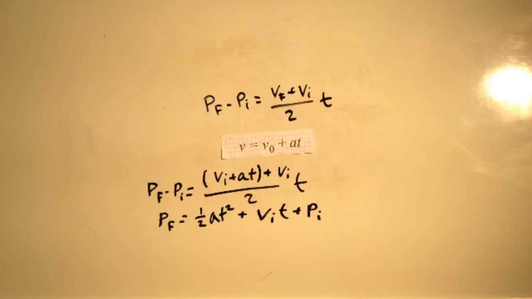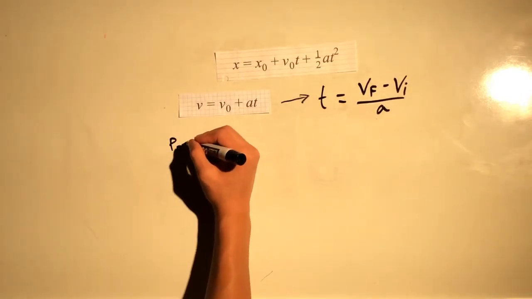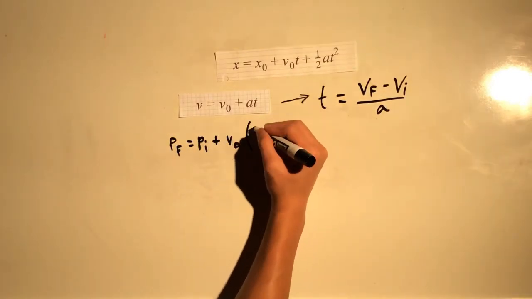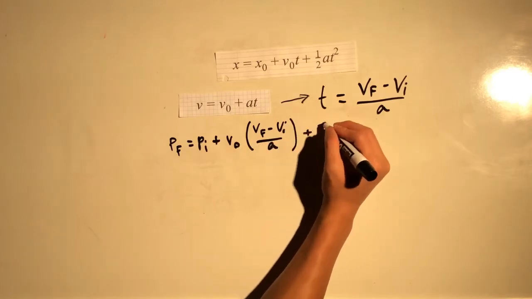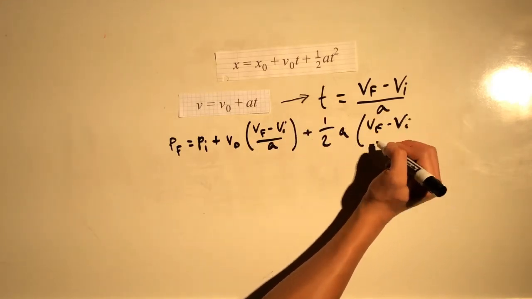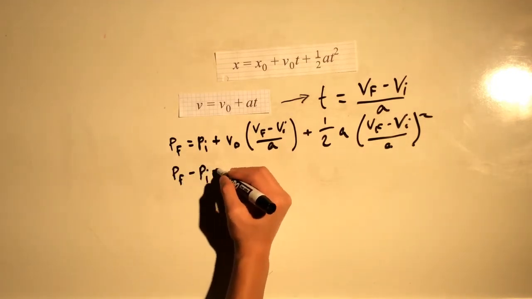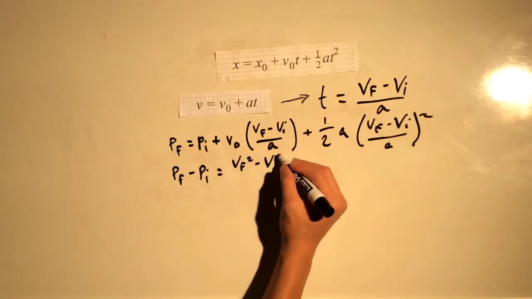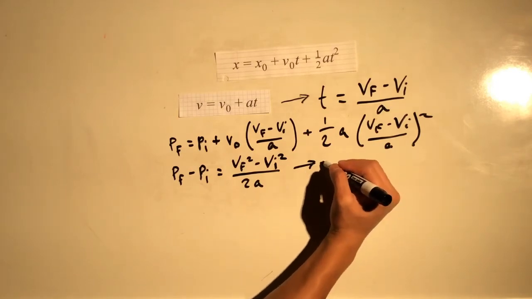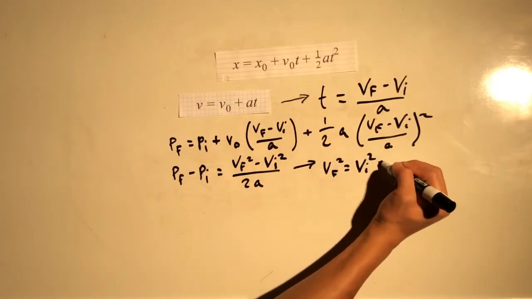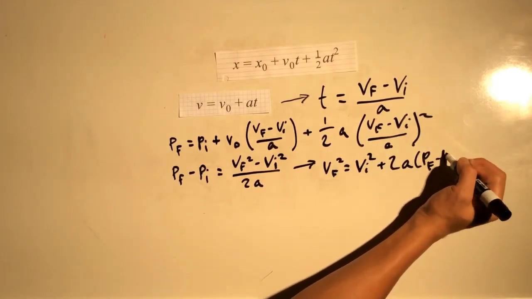Using the second and first equations, we can derive the third equation for kinematics. We can manipulate the original equation to get time is equal to velocity final minus velocity initial over acceleration. Then we plug that result into the second equation to get our third equation, which is velocity final squared is equal to velocity initial squared plus 2 times acceleration times change in position.